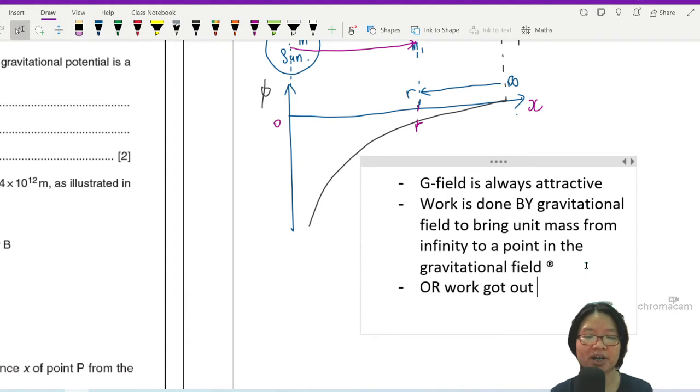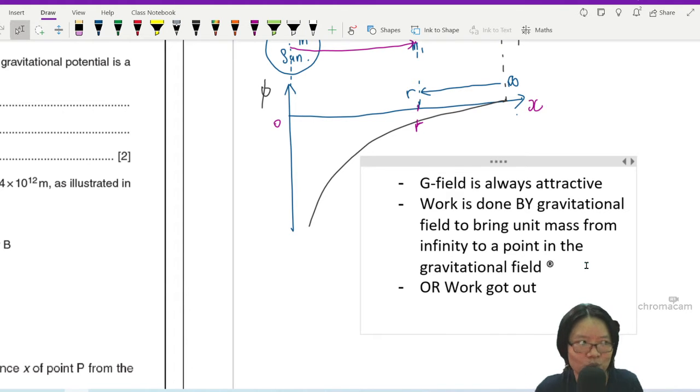You do work already, right? So work got out. I personally don't like to use this word because I feel weird. I didn't learn it that way, but apparently Cambridge allows it. So, okay, we can say work got out because the gravitational field does the work. So when they do the work, work went out.